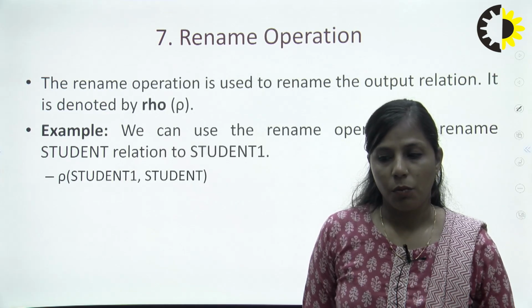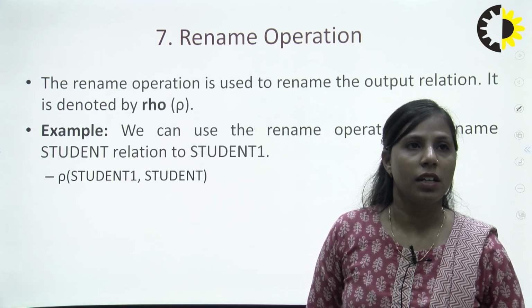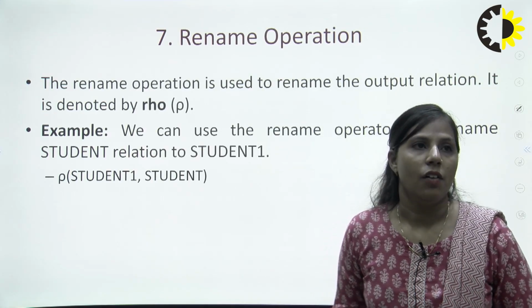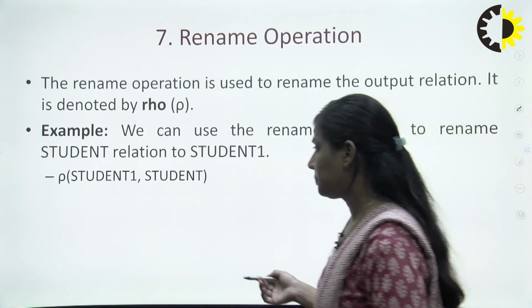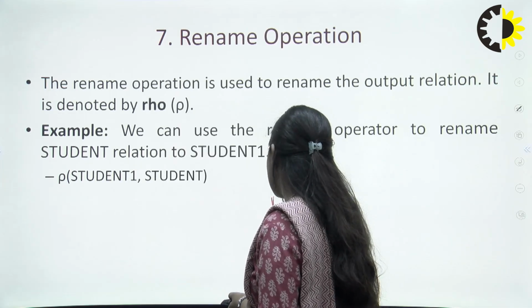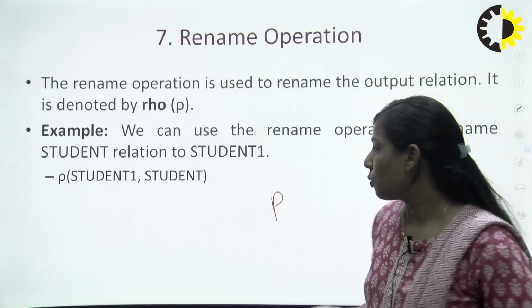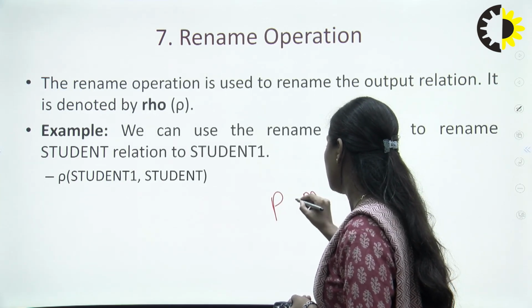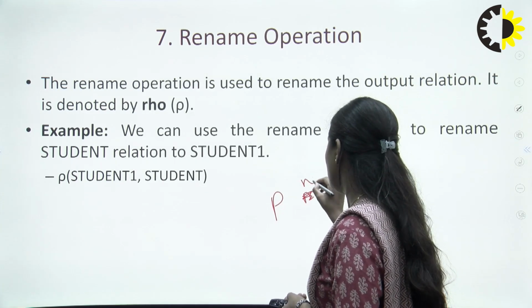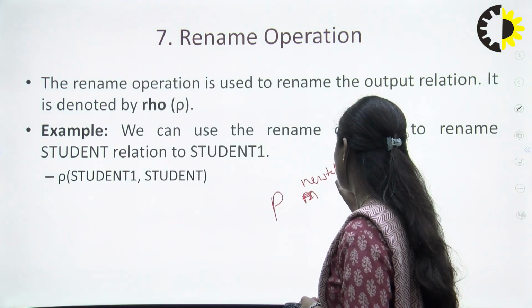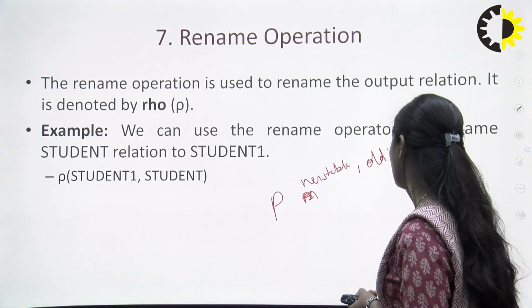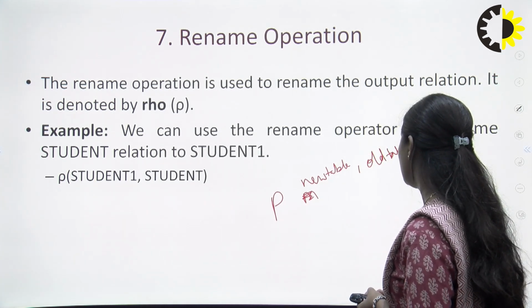One more important operation is the rename operation. Rename is used to rename the output relation. For example, we use rho as the symbol, as the denotation. Rho is the symbol. Then we use the new table name, and then we use the old table name. So this is how we do it.